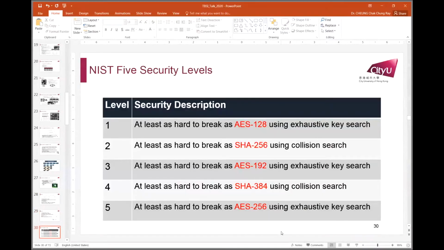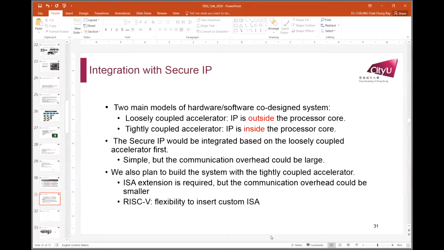NIST also provides 5 different security levels, from level 1 to level 5. They ask how you use an exhaustive search to break the AES, and how you use a collision search to break the SHA. This is what we try to benchmark: if we are able to propose our new standard and define it at this level. For example, we can say this is going to be the RISC-V crypto, defined like a standard for such a NIST security level. I think it would be very interesting and amazing if there's a paper to work on that. When we talk about putting the IP into the RISC-V, there are different ways.